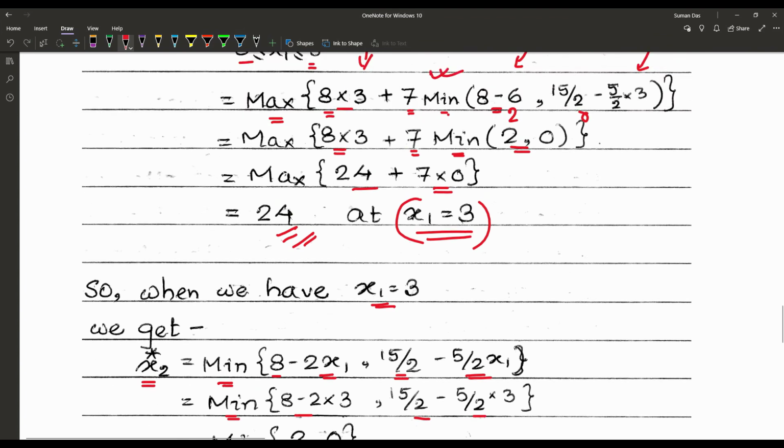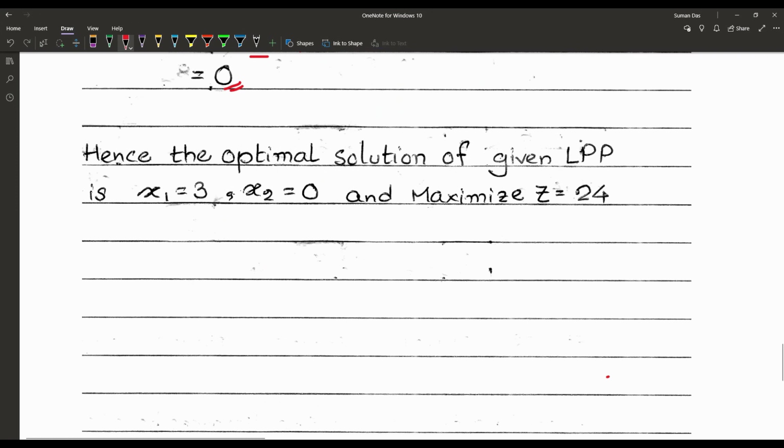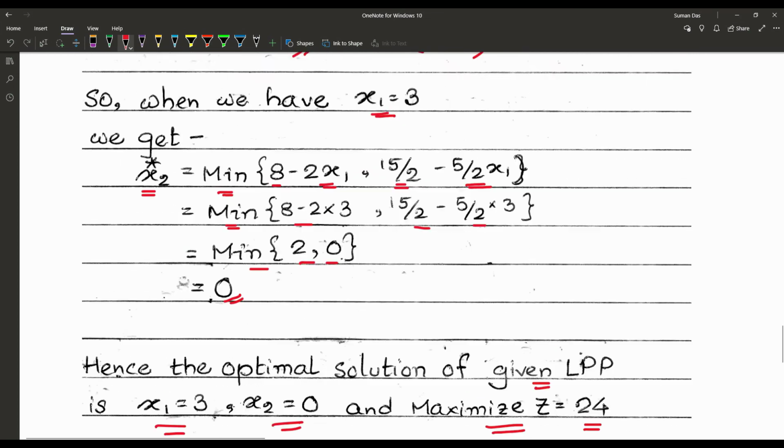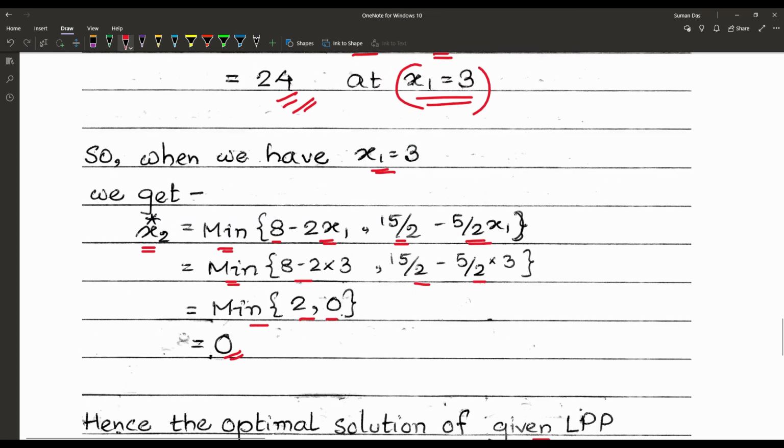So we can now say that the optimal solution of the given LPP is x1 equal to 3 and x2 equal to 0, and the maximized Z is equal to 24. So in that way we can solve the LPP using the dynamic programming approach.